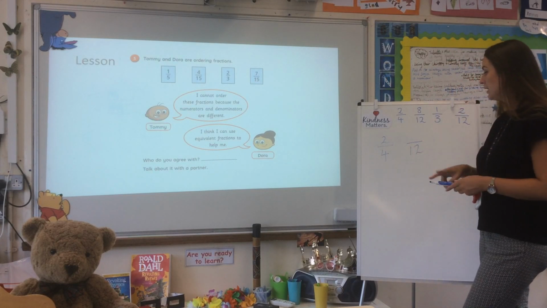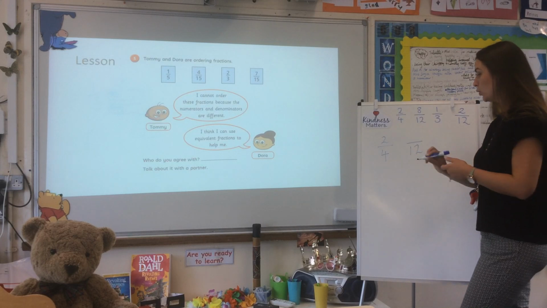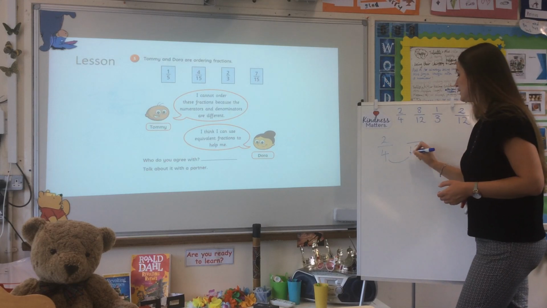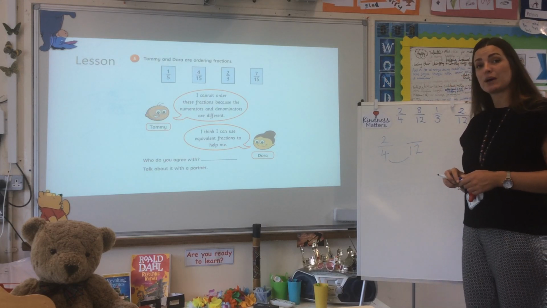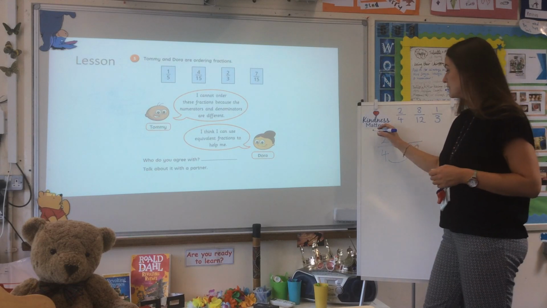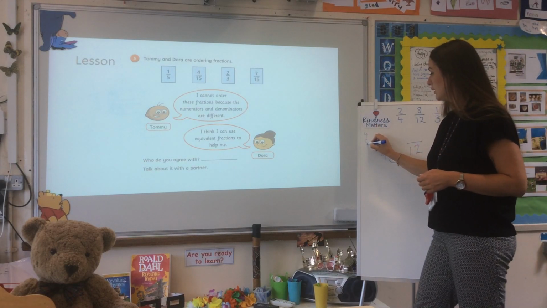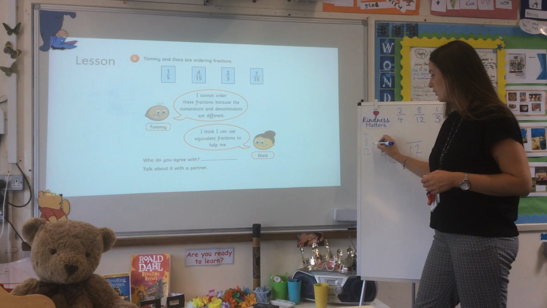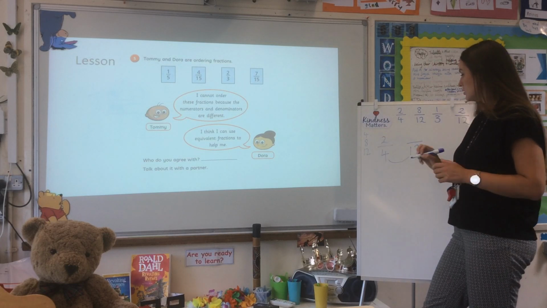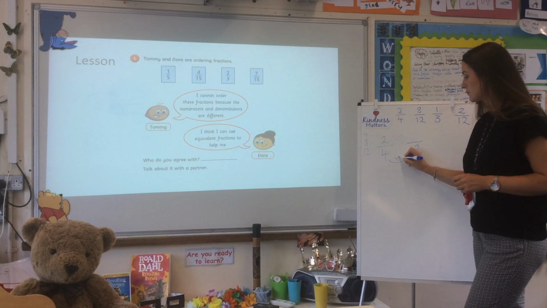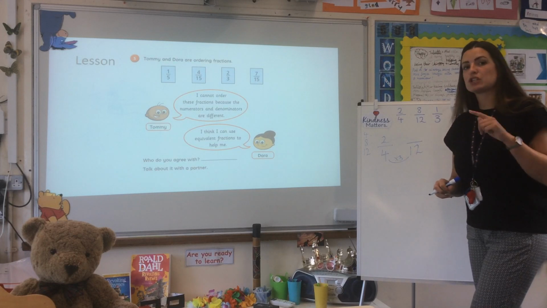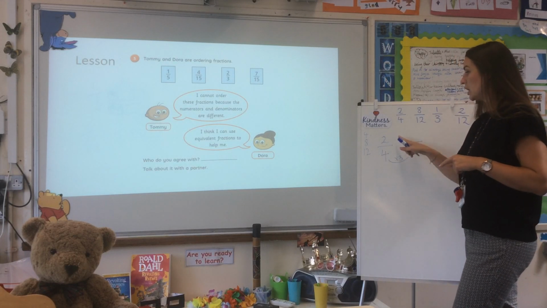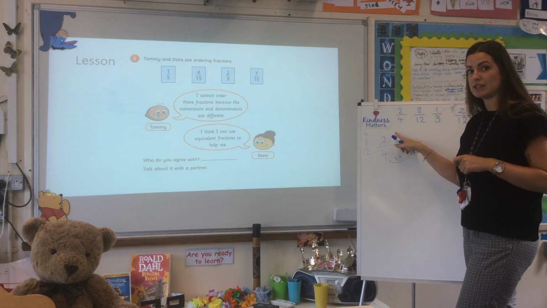Now how many quarters, how many 4s go into 12? What do you need to multiply 4 by to get to 12? Well, if I write down my 4 times table, 4, 8, 12. 1, 2, 3. So it goes in there 3 times. And as I've mentioned before, what you do to the denominator, you have to do to the numerator.